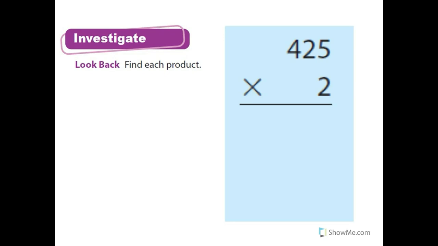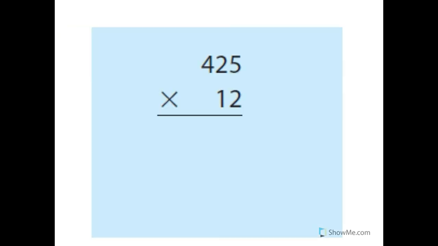So 2 times 5 is 10. Carry that 1. 2 times 2 is 4, plus 1 is 5. And then 2 times 4 is 8. Then we drop our 0.